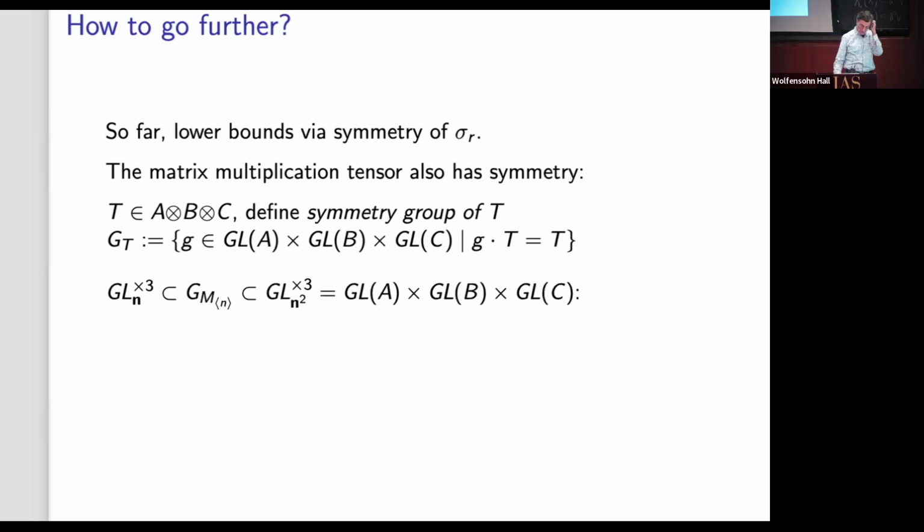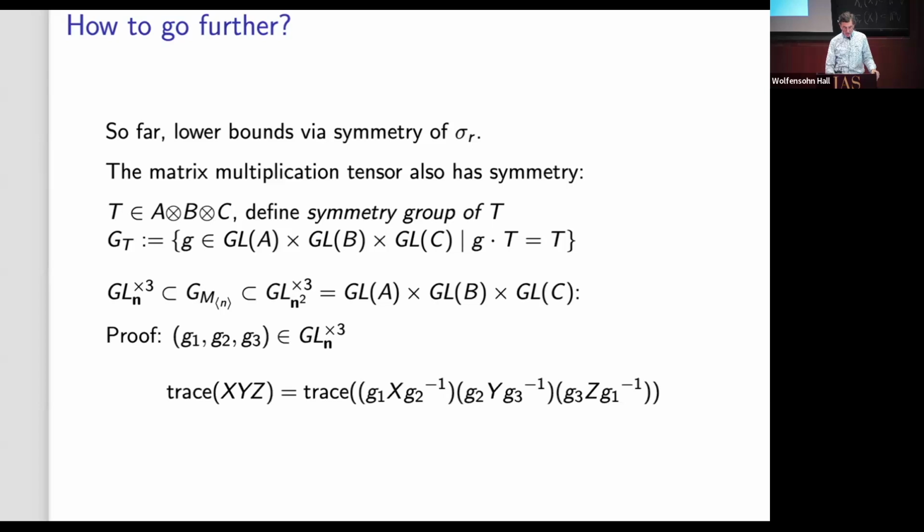And so for matrix multiplication, you have a very nice symmetry group. A is C^{n^2}, and so is B and C. And you have 3 copies of GL_n that preserve your tensor. Namely, if you have 3 n by n invertible matrices, you can apply them to your 3 factors, and the answer won't change.